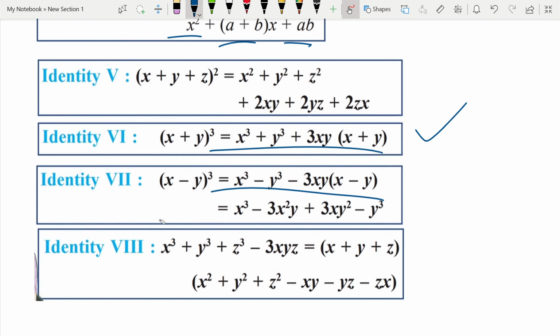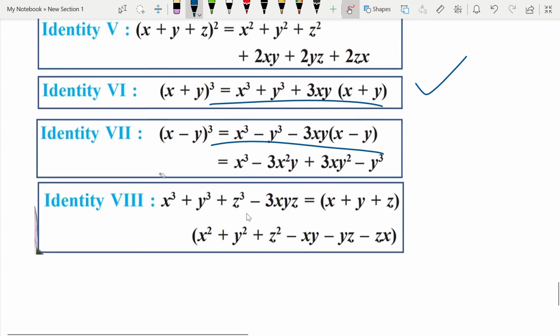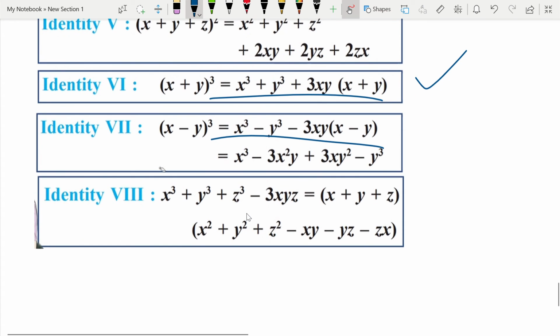Okay, which is also equal to x cubed minus 3x squared y plus 3xy squared minus y cubed. Then we've got identity 8, which is x cubed plus y cubed plus z cubed minus 3xyz is equal to x plus y plus z in one bracket, x squared plus y squared plus z squared minus xy minus yz minus zx in the other bracket. With that, we have finished this chapter.